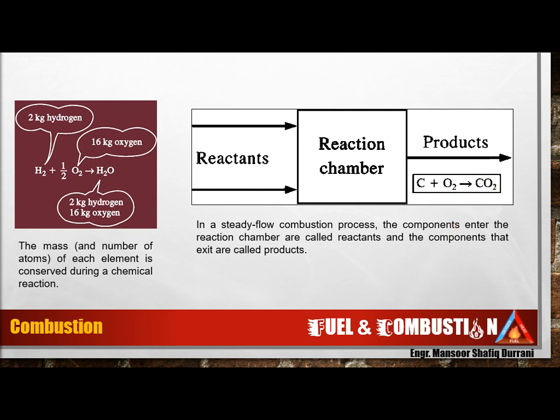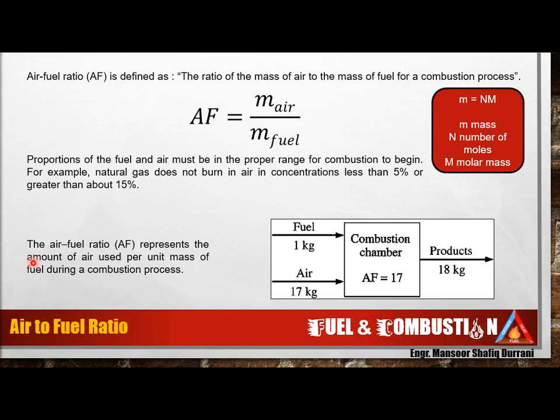Now moving towards air to fuel ratio. Air to fuel ratio is defined as the ratio of mass of air to the mass of fuel for a combustion process. Mass of air divided by mass of fuel. Now this mass can be calculated by this formula: m is equal to n times M, where m is mass, n is number of moles, and M is molar mass.